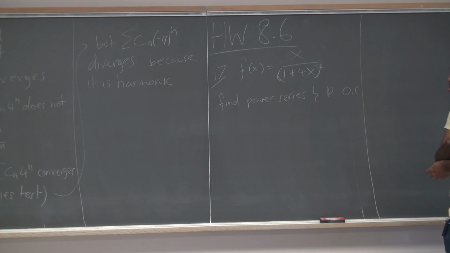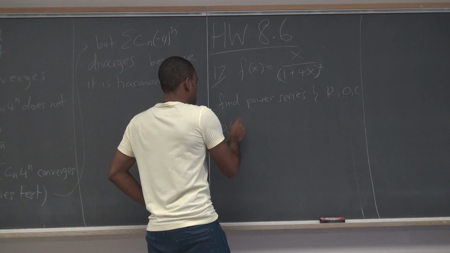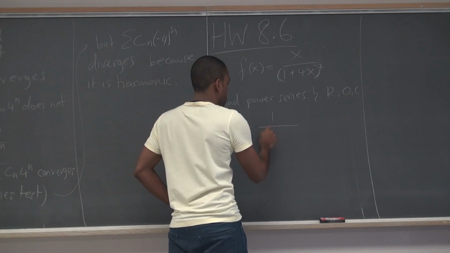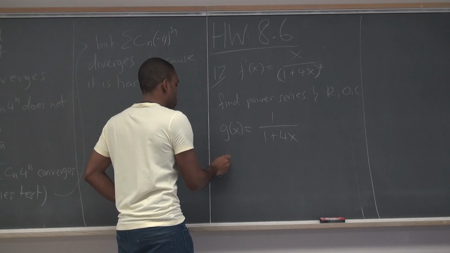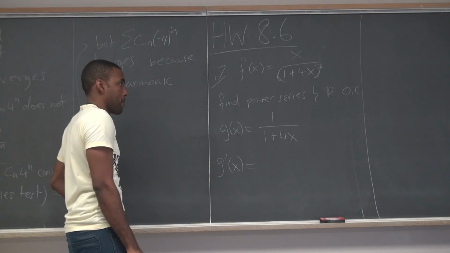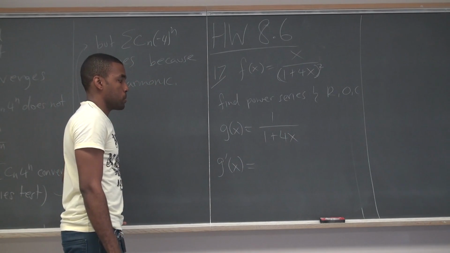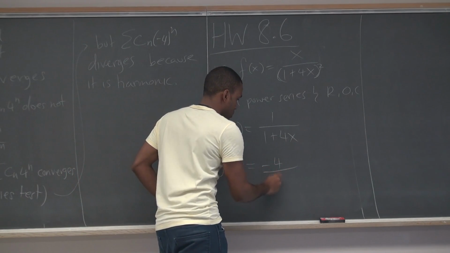The second to last example I did last class should sort of point you in the right direction. The derivative of 1 over 1 plus 4x. Yeah, so let's look at this function, 1 over 1 plus 4x. Notice that our g prime would be what? Negative 1 over 1 plus 4x, times negative 4 over 1 plus 4x squared.